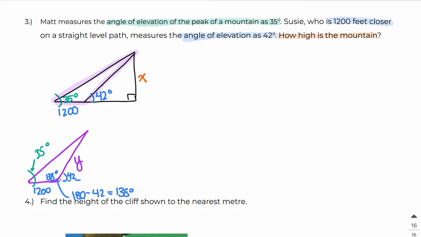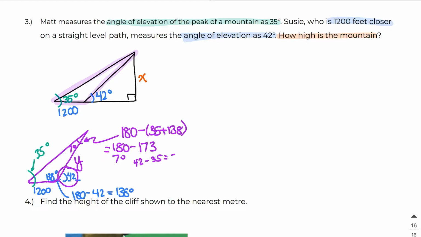But I can figure out this angle up here because this angle up here would be 180 minus the 35 plus the 138. So this would be 180 minus 173. So this would be 7 degrees. So we know that this angle up here is 7 degrees. Okay, just a quick note, we also know that this exterior angle is equal to the sum of the two remote interior angles. So I could have also just done 42 minus 35 and I also would have gotten 7 degrees. Okay. That's a grade 9 topic, but I don't want to spend too much time on that.